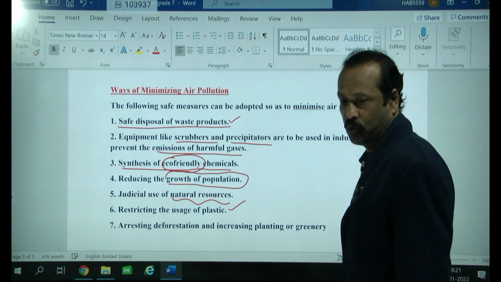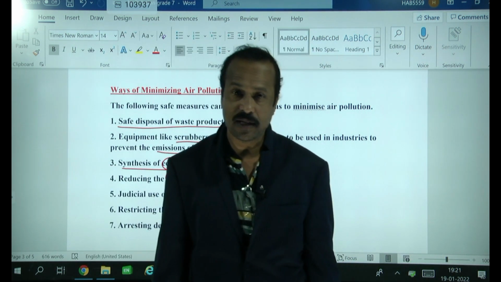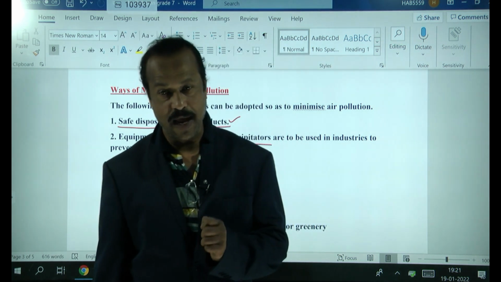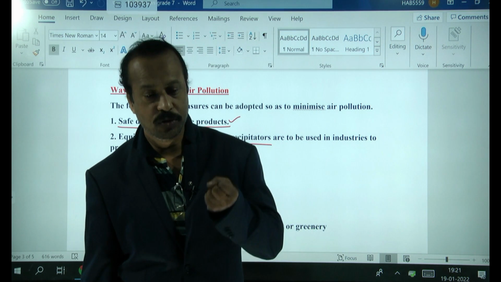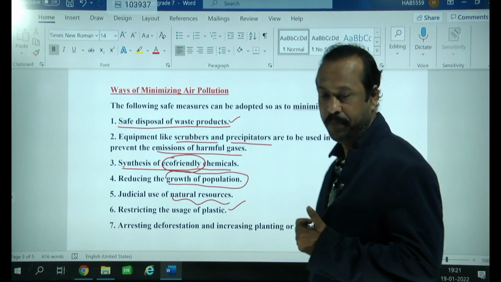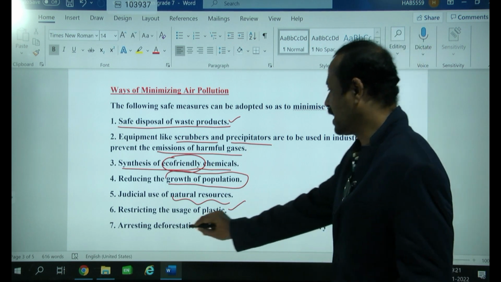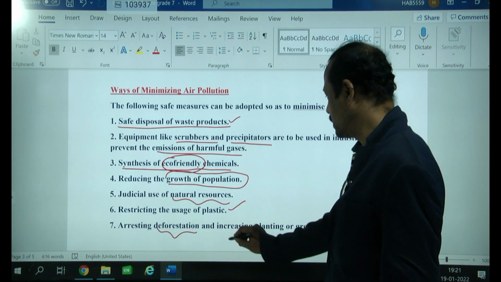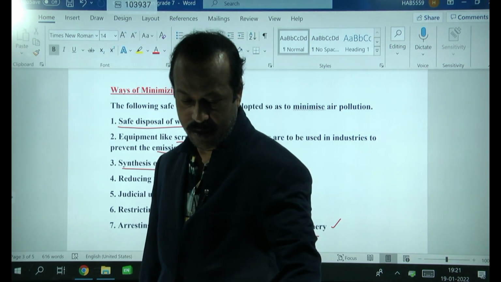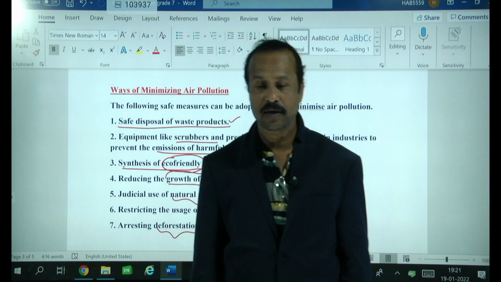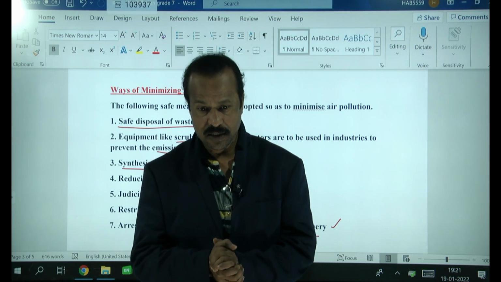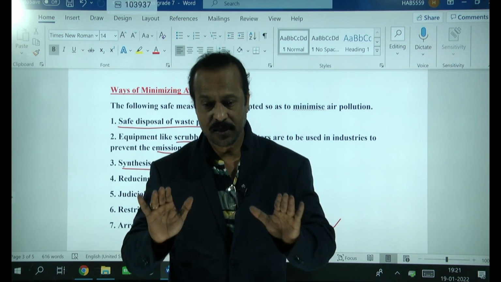Restricting the use of plastic. Many states have banned the use of plastic, because plastic is also one of the most important pollutants, so you have to reduce its usage. Whenever you go to the market, you should carry your own jute bag or something, so that you don't use plastic. And the last and final one, arresting deforestation. You should not cut the forest, but also increase planting and greenery. You have to plant to increase the greenery and reduce the cutting of forests. These are the steps to be taken to minimize air pollution.